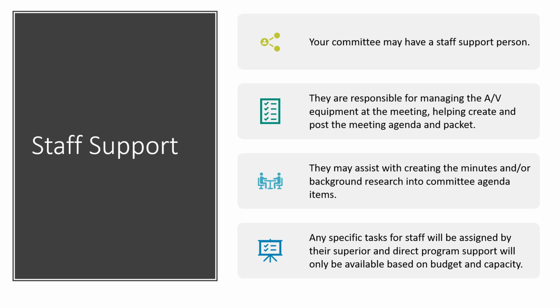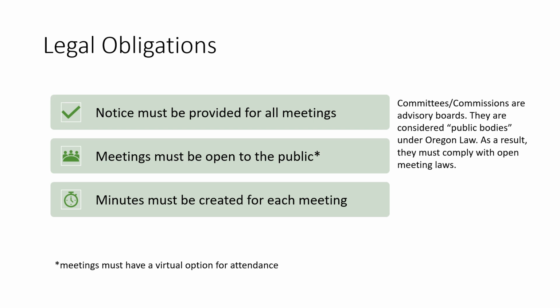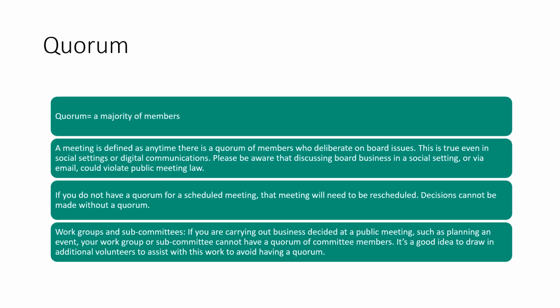All committees and commissions are advisory boards and as such considered public bodies under Oregon law. So you must comply with open meeting laws, which includes providing notice for all meetings, meetings being open to the public, including a virtual option for attendance, and minutes being created for each meeting.